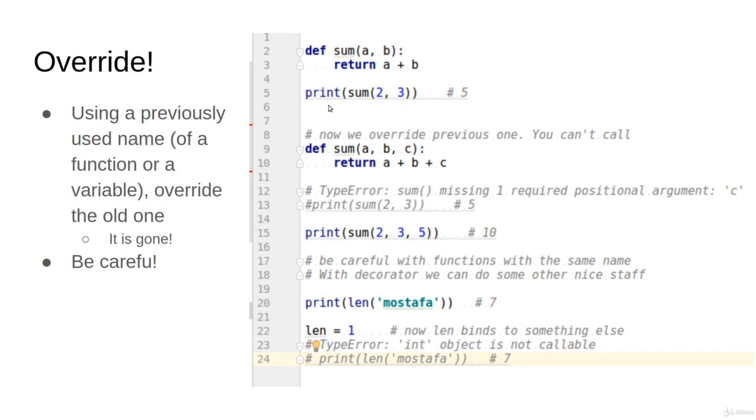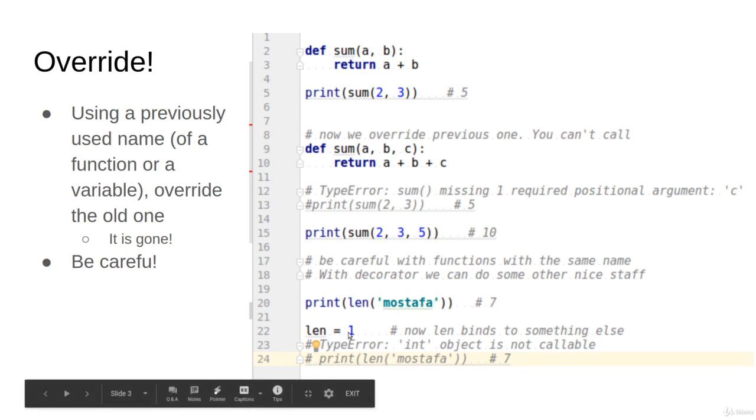Now the previous sum will be cancelled, and only this current sum will be visible. If you try to call sum of 2 and 3, this will give a type error because there is no longer a sum of 2 and 3. You have to call sum of 2, 3, 5. The example that we learned before was actually about the len function. If you have len of Mustafa here, it will give you 7.